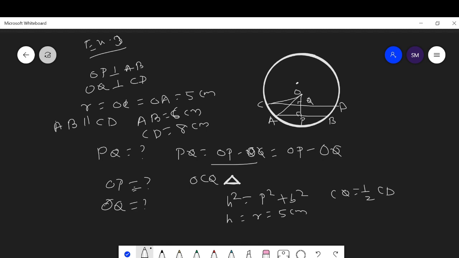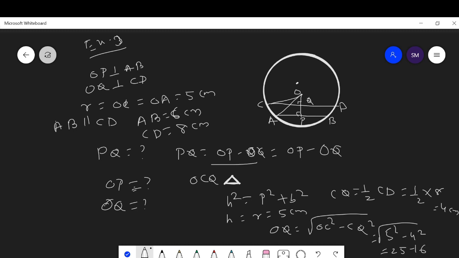Here CD is given 8 centimeter, half of 8 is equal to 4 centimeter. Here CQ is given 4 centimeter. We have to find out OQ, which is equal to the square root of OC square minus CQ square, which is equal to the square root of 5 square minus 4 square, the square root of 25 minus 16, which is equal to 3 centimeter. Here we can find out that the OQ is equal to 3 centimeter.